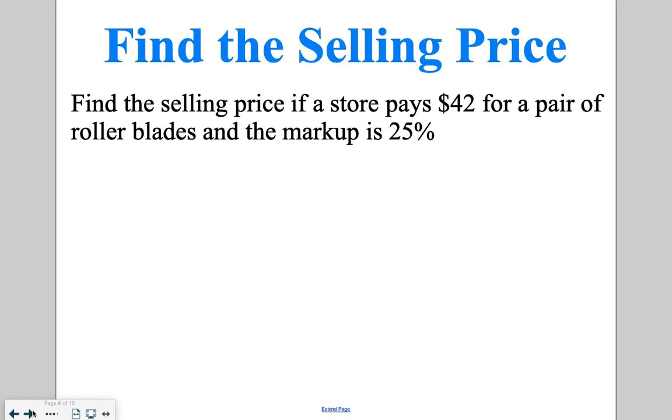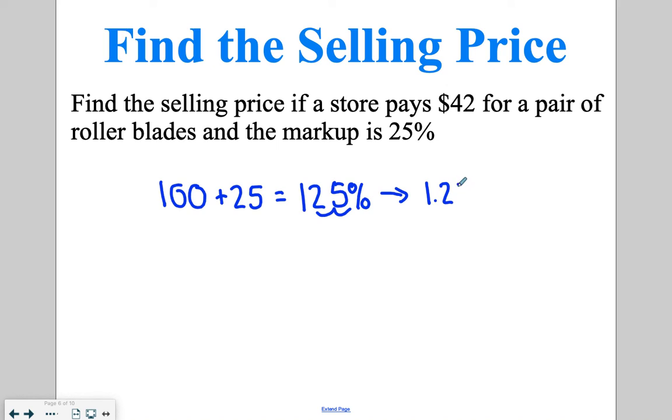The other piece that we are looking at here is finding our selling price, so how much it's going to cost. So for finding the selling price, if a store pays $42 for a pair of rollerblades and marks them up 25%. Here they give us our percent, and it's saying it's a markup, so this is increasing the percent you are going to pay. So you as the consumer are going to pay 100% of the price plus the extra 25%, meaning that you are going to pay 125% of the price.